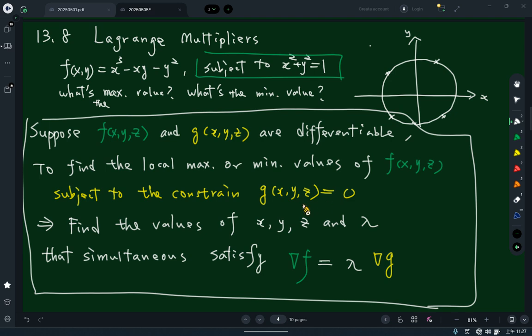In an intuitive way to explain the idea: take all points x, y, z that meet the requirement g of x, y, z is equal to 0, and you pick all those points as input for f of x, y, z, then see what is the maximum value and what is the minimum value.